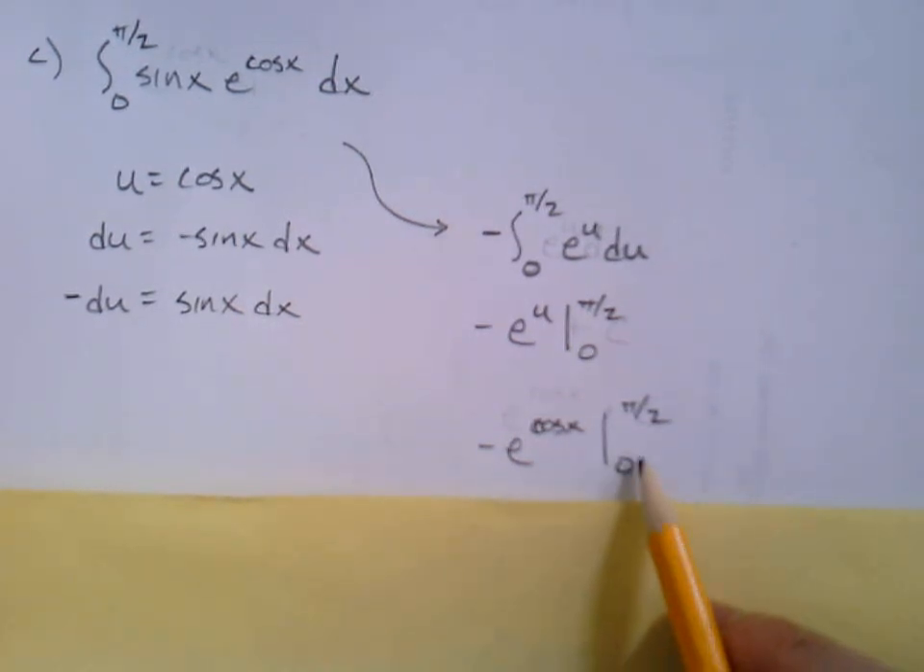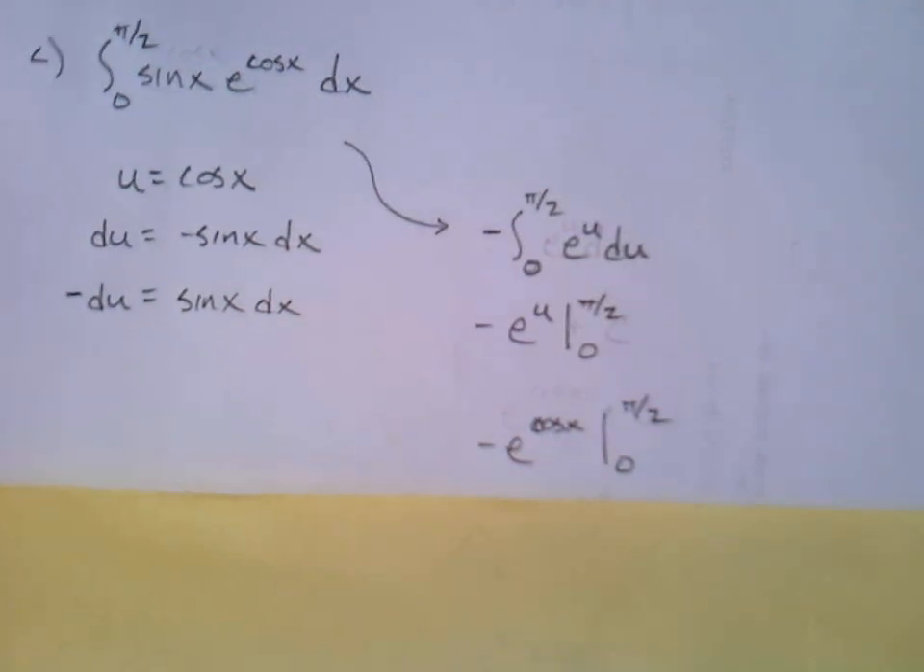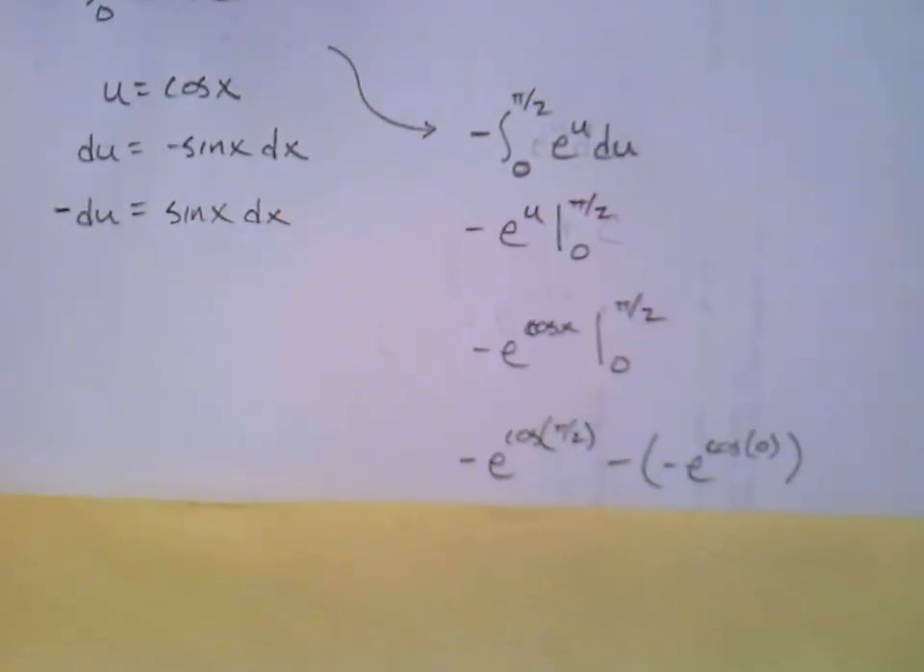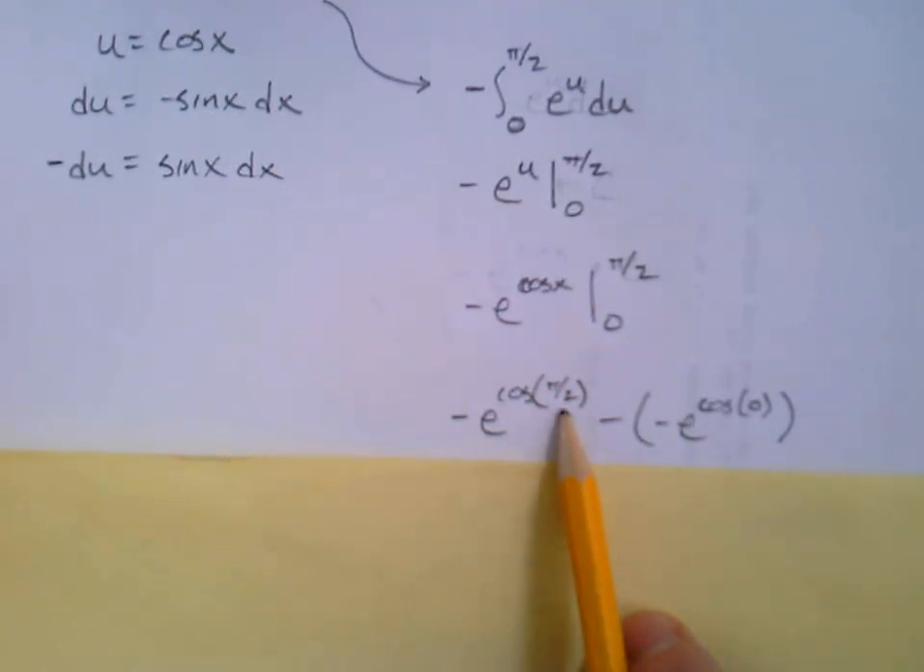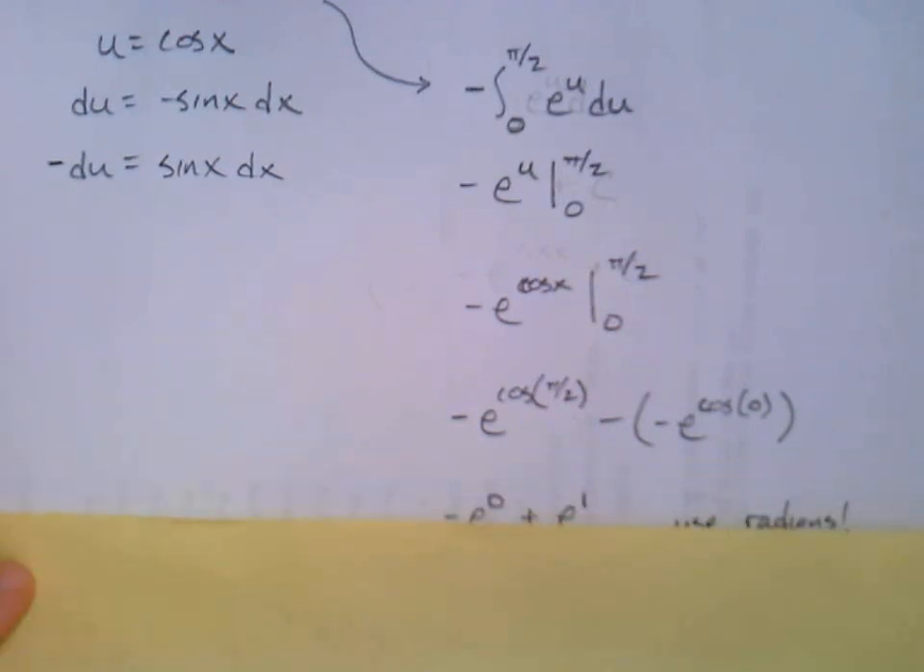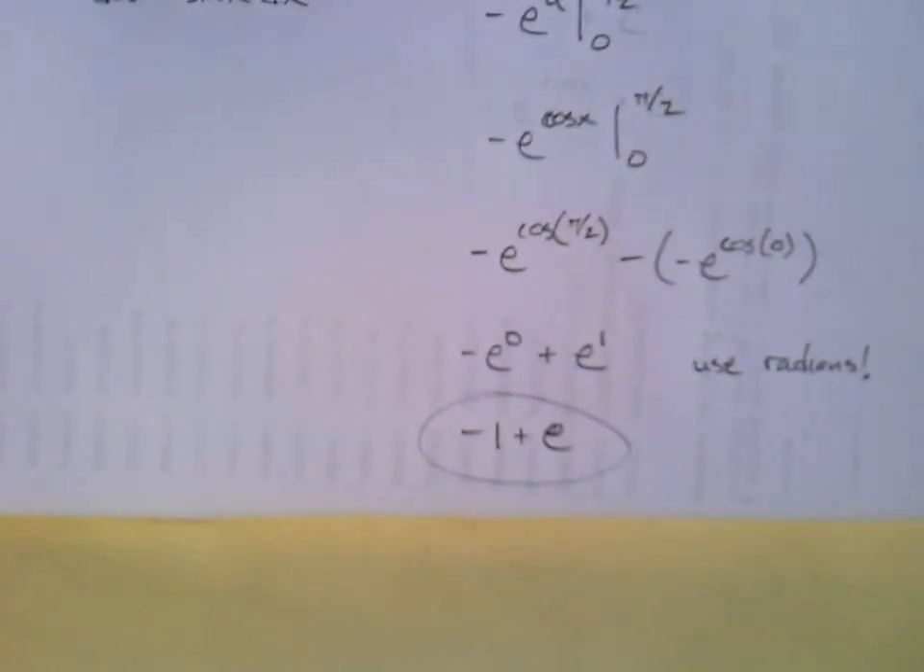And now it's really important that we use radians when we plug in. Well, I guess I just put the numbers in like this for now: cosine pi over 2 and minus cosine 0. And now this is where I officially note it. So grab your calculator at this point, put in the cosine of pi over 2. If you're in radians, you should get 0. And the cosine of 0, you'll get 1. Negative e to the 0 plus e to the first. The final answer here is negative 1 plus e.